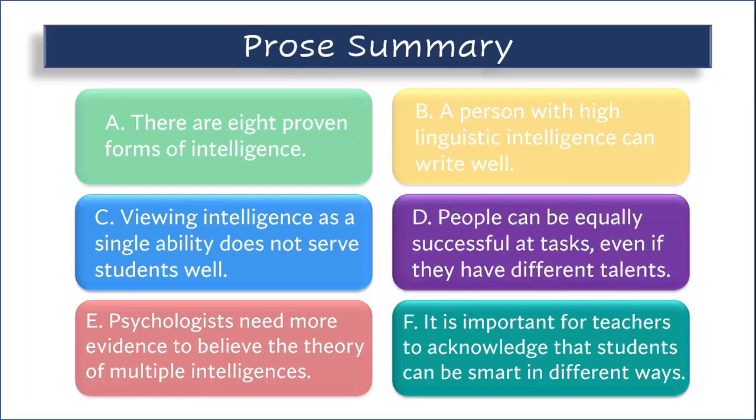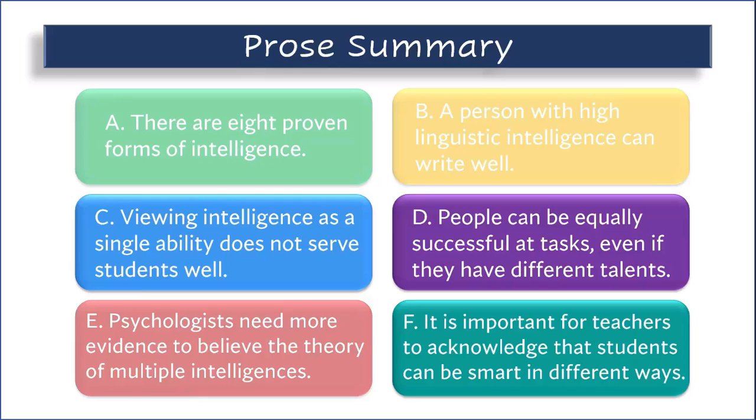This idea is supported in paragraph 4, and paragraph 7 restates the importance of teaching in ways that allow students to use their different talents and skills. F is a correct answer. This idea is supported in paragraphs 3, 4, and 7, all of which discuss the fact that teachers believe that students cannot all be rated on a single scale, as their different abilities will allow them to be successful in different ways.